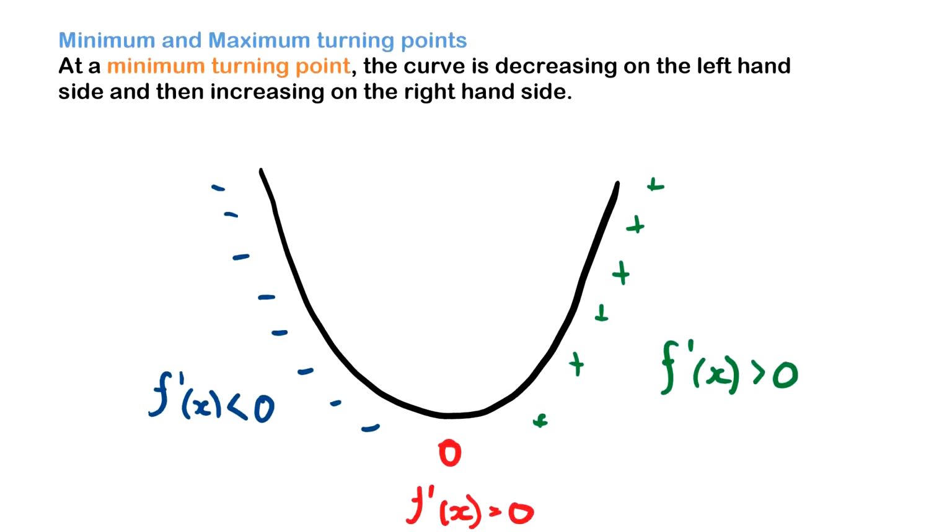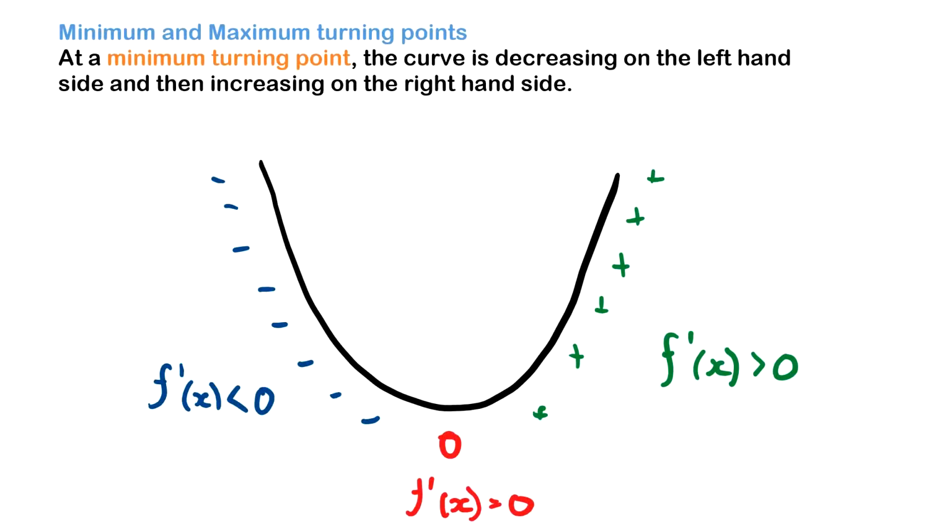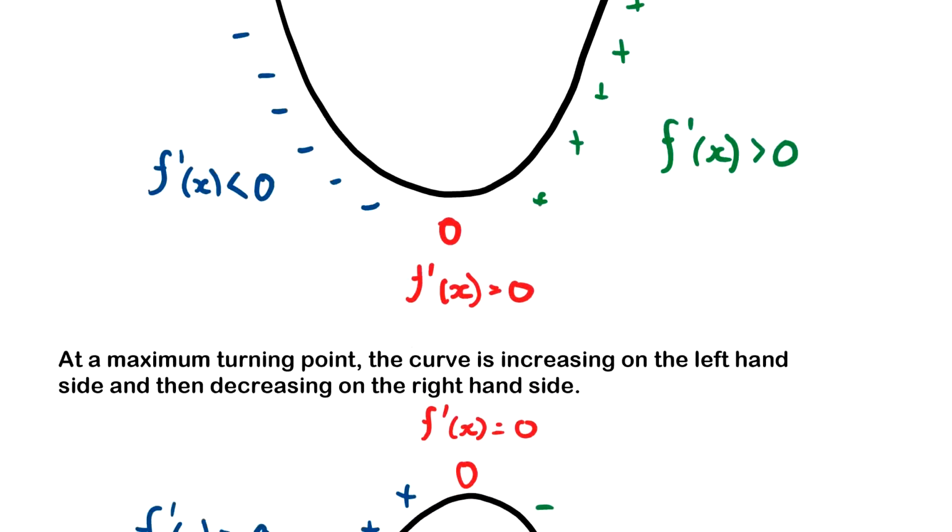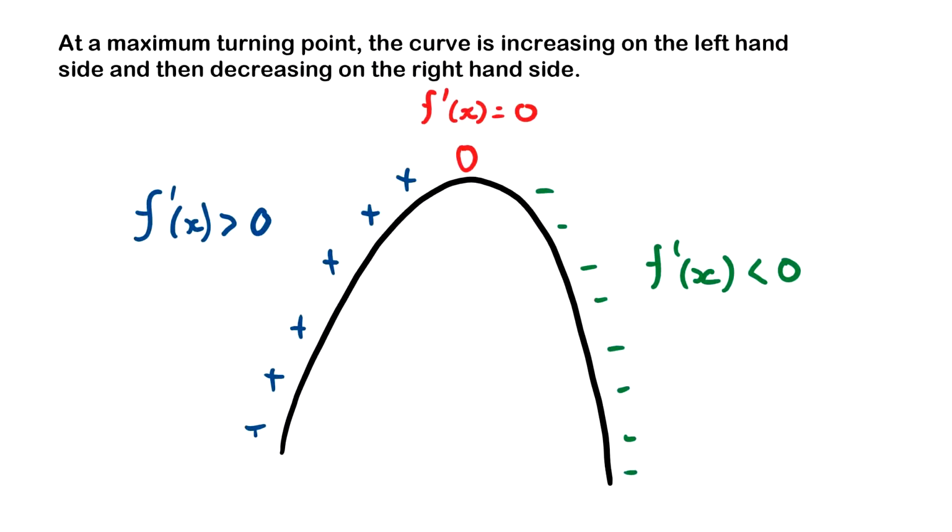Now, two types of stationary points we have are a minimum and a maximum turning point. So at a minimum turning point, the curve is decreasing, as you can see on the left-hand side there in the blue, and then hits your 0, then begins to increase on the right-hand side, as you can see in the green. We also have a maximum turning point where the curve is increasing on the left-hand side in the blue, hits your 0, and then decreases on the right-hand side, which you can see in the green.